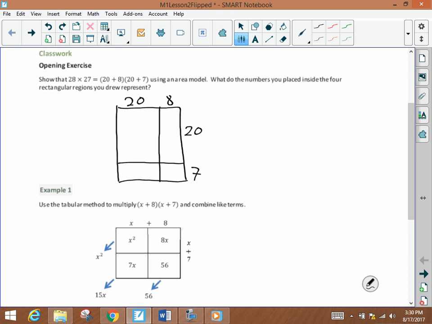All right, so the area of the rectangle, actually it's a square, in the upper left-hand corner is 400. This one is 160, right? This one is 140, and then this one is 56.